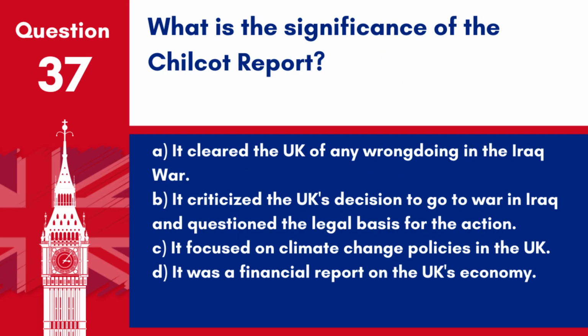Question 37. What is the significance of the Chilcot Report? A. It cleared the UK of any wrongdoing in the Iraq War. B. It criticised the UK's decision to go to war in Iraq and questioned the legal basis for the action. C. It focused on climate change policies in the UK. D. It was a financial report on the UK's economy.